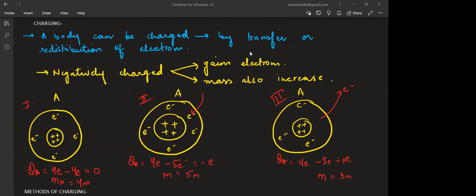But for a body to be positive or negative, electrons have to move. So from the second case, you can easily figure it out. As soon as an electron gets added, the negative charge increases, the body becomes negatively charged, and mass also increases. So I'll write it down. This is neutral. This is negative. And this is positive.